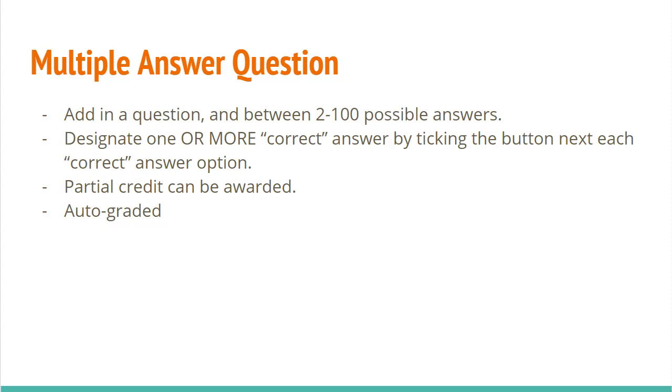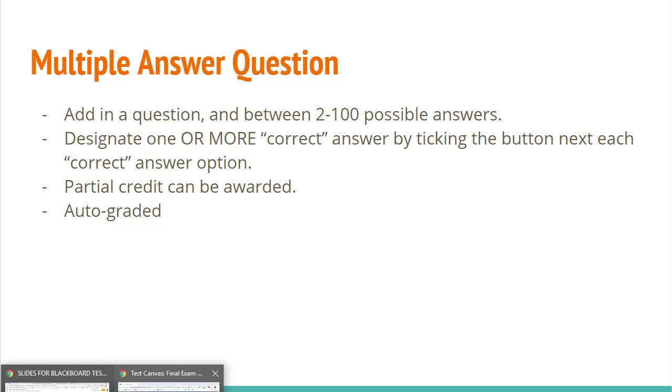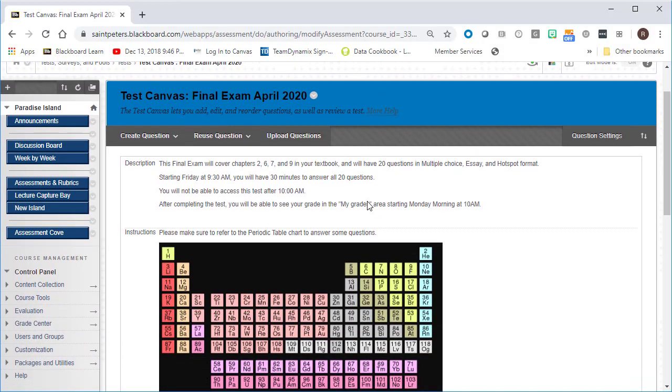Multiple answer is exactly the same as a multiple choice question. The only difference is it allows you to designate one or more correct answer options by ticking the button next to each correct answer option. Everything else is exactly the same. Let's go over how to do a multiple answer choice.